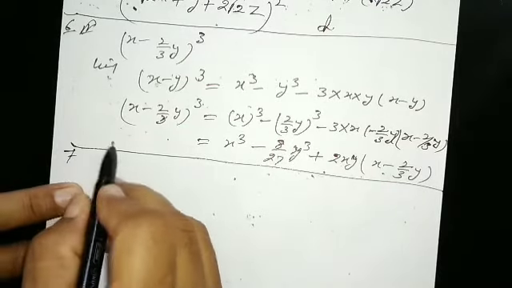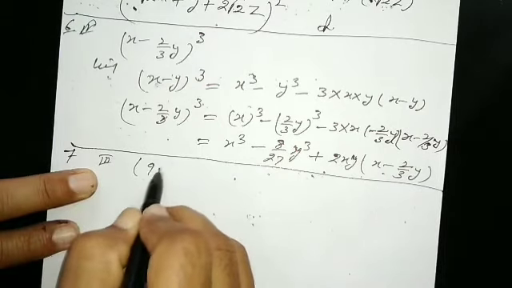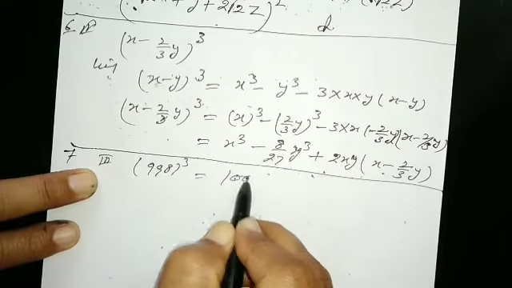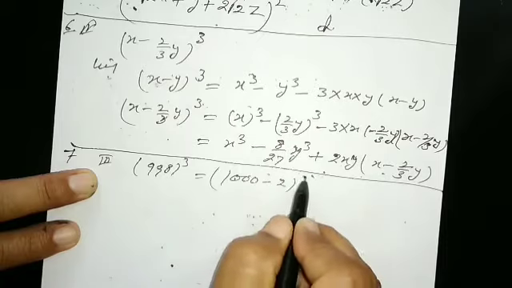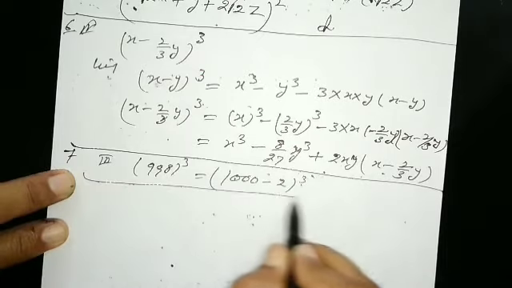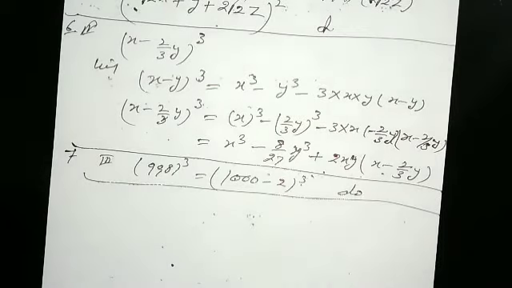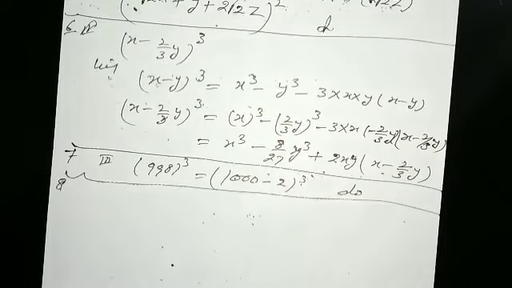Question number 7, I also take the third part of this question, that is 998 cubed, and you can use the round number, that is 1000 minus 2 whole cube, and using the above identity you can solve it, right? Come to question number 8. Factorize each of the following.